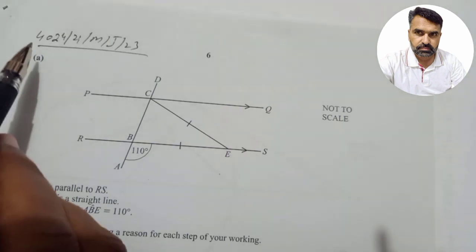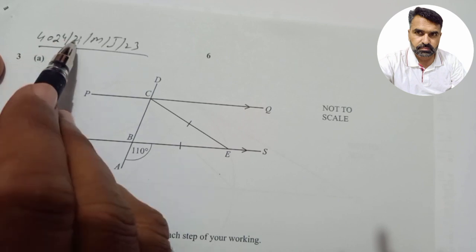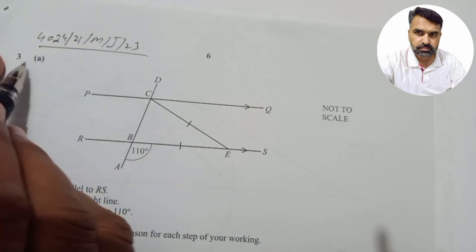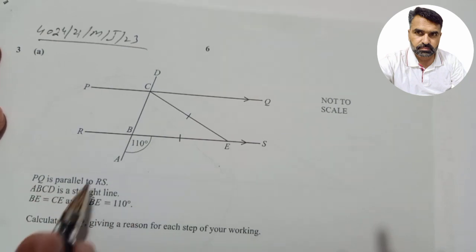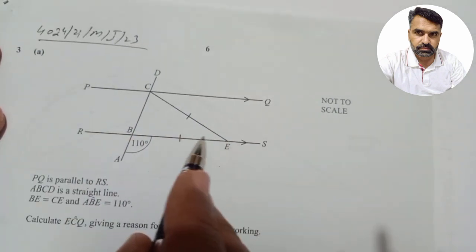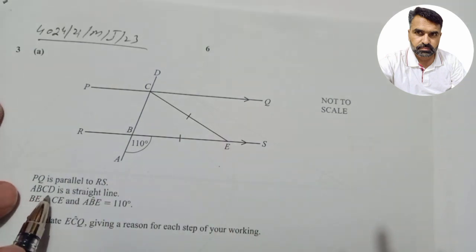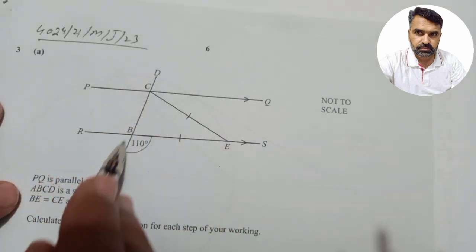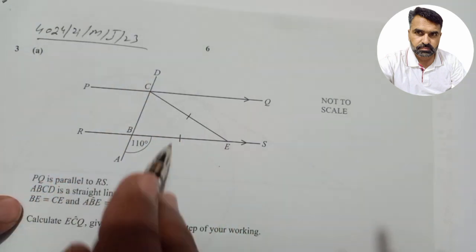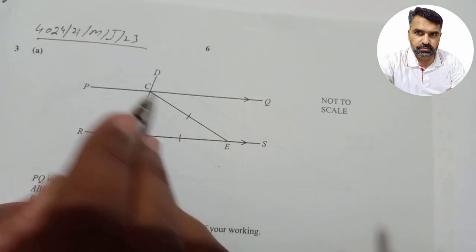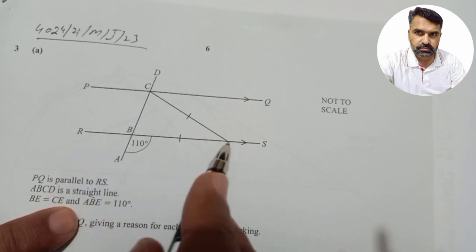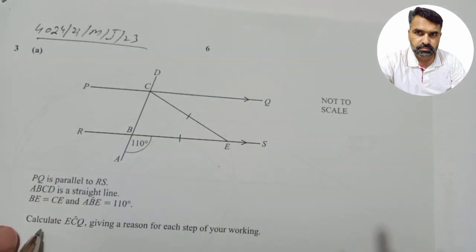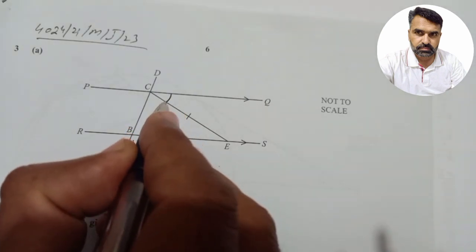Dear students, O-level mathematics 4024, May June 2023, question number 3, part A. PQ is parallel to RS. ABCD is a straight line, and BE is equal to CE. Angle ABE is 110 degrees, and we have to calculate angle ECQ. This is the angle we have to find.